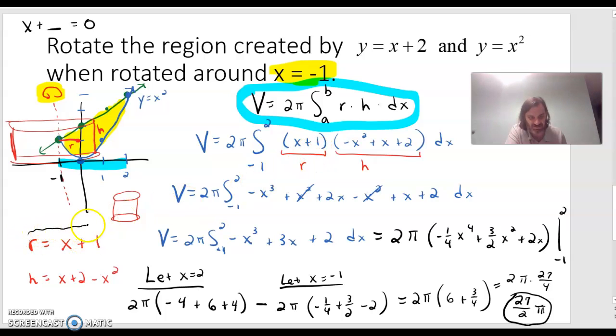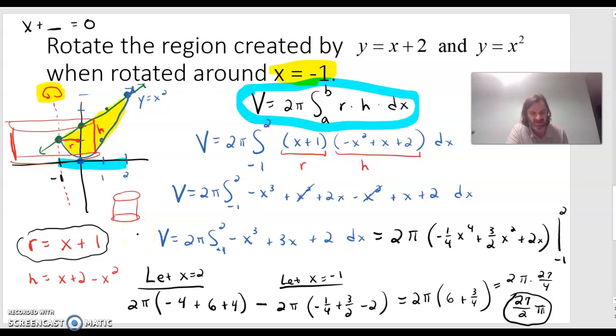Okay? And you can check that with something else. If I plugged in 0, the radius would be 1. 0 plus 1 is 1. So from this line of x equals -1 over to where x is 0, that is the radius of 1.